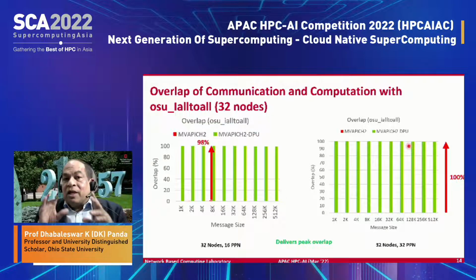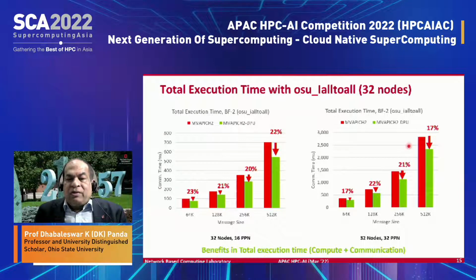So that means we can truly offload this non-blocking all-to-all to the DPUs. Now let's see, that is just the overlap, but what is the impact on the overall time? Here we are measuring compute plus communication, because that is the behavior we want. That means we initiate the communication and then do the computation. And if it can be overlapped, we'll see the benefit. And that's exactly what is shown here.